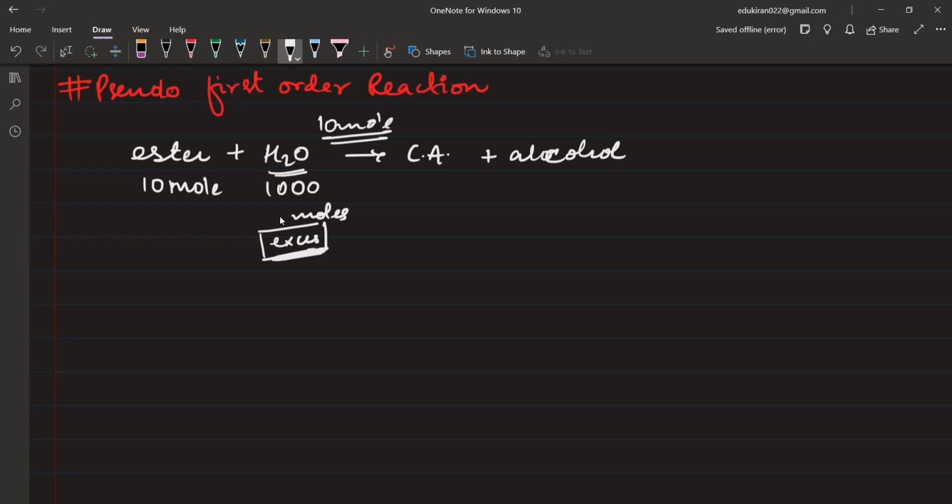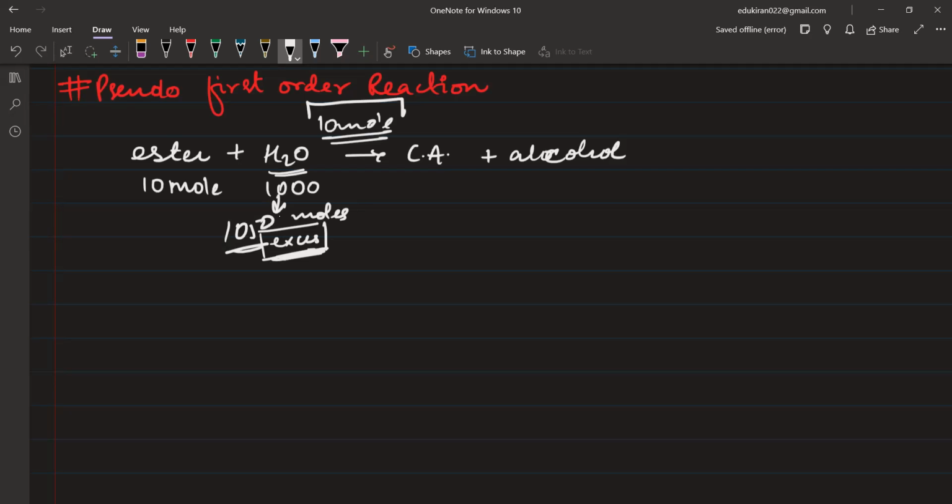But since water is in excess, if you increase the concentration even further, rather than 1000, let us suppose 1050, this increase is not going to increase the rate of the reaction, because whatever reaction was going to happen has already occurred within these 10 moles. It does not require any other water molecule. Additional water molecules are not going to affect the rate of reaction because they are not even reacting. And if something is not reacting, how can it affect the rate of the reaction?